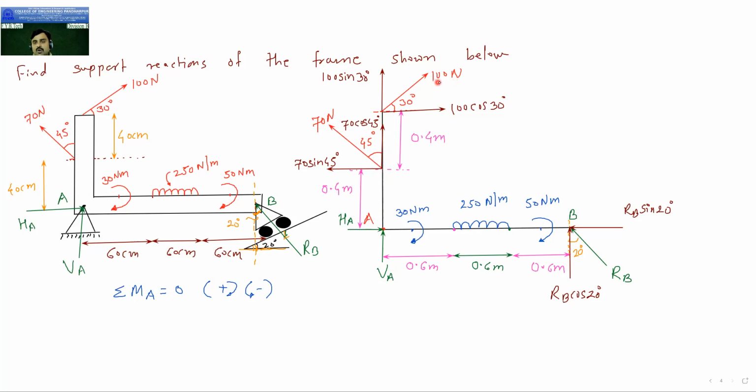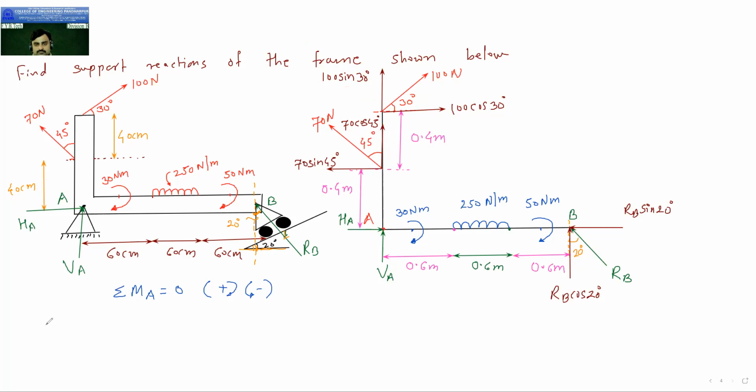Then when you move to 100 Newton, this 100 sin 30, if you extend the line of action of this 100 sin 30, it will also pass through point A. So its moment is also 0. Okay. So what is remaining, that we will take in the calculation. So first of all, we will start from this 100 cos 30. 100 cos 30. Okay.